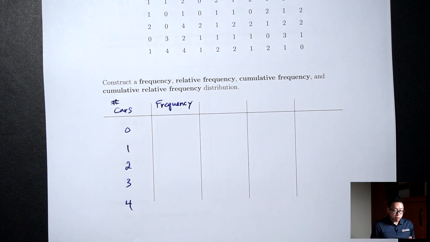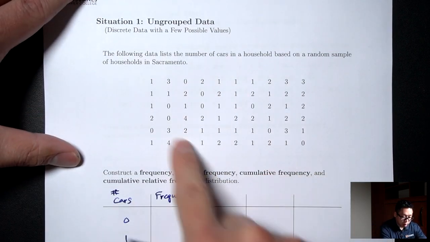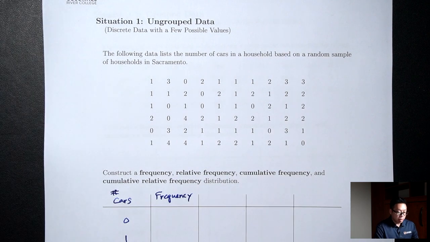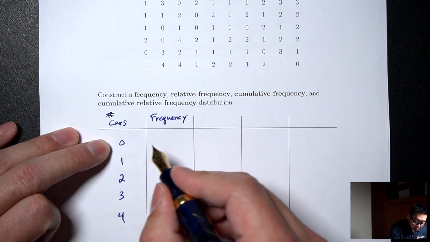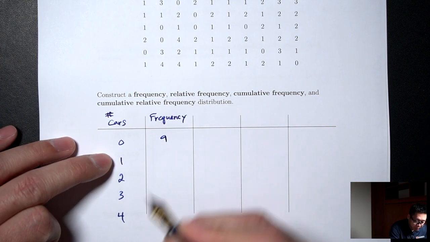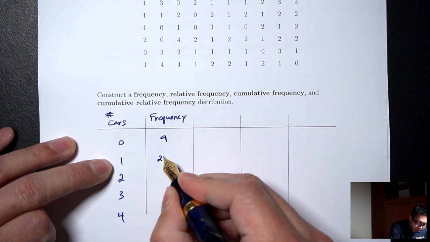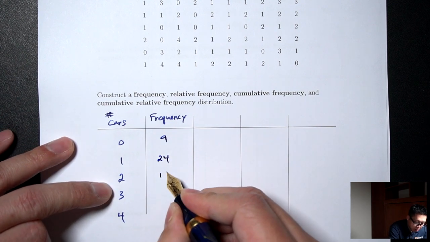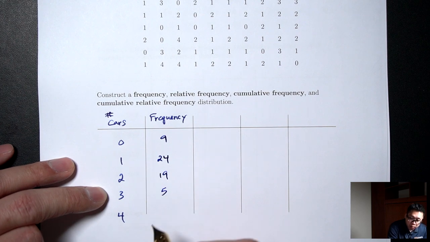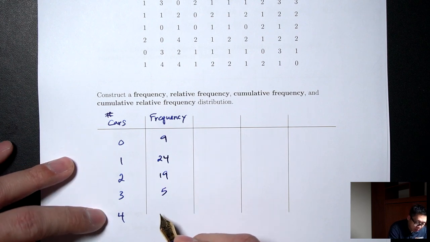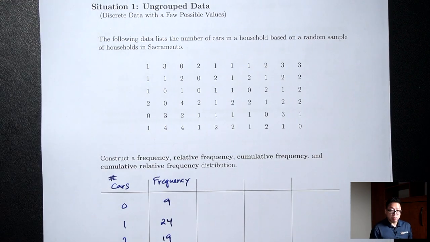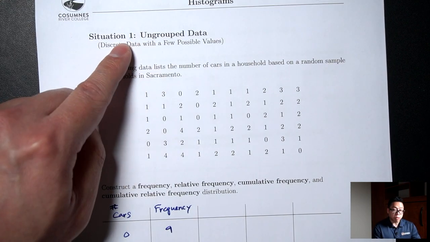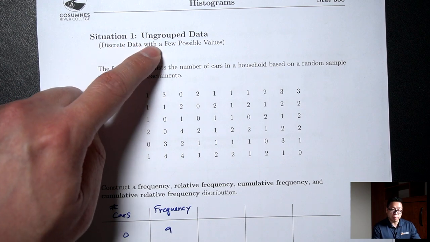Frequency means how many. So we're just going to count how many zeros are in my data set, how many ones, and so on. Now, on your lab, we're going to use R to help us count. So let me just tell you what the frequencies are. If you count, there are 9 zeros, there are 24 ones, 19 twos, 5 threes, and 3 fours. And that's how you find the frequencies for situation 1. I'm going to call it ungrouped data.